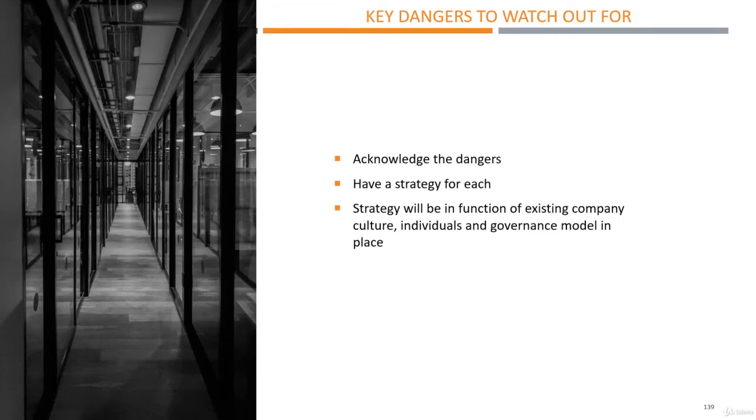So what do you do? You need to acknowledge them and be aware of them. You could have a strategy for each, especially for the audits. Okay, I know that there is an internal audit done every 6 months. It's coming in a couple of months and I need to be ready now. The strategy can be a function of the existing company, of the individuals, and the governance model in place. And this is where you have to be very tactful and very subtle in the way you address those. But please bear those in mind.